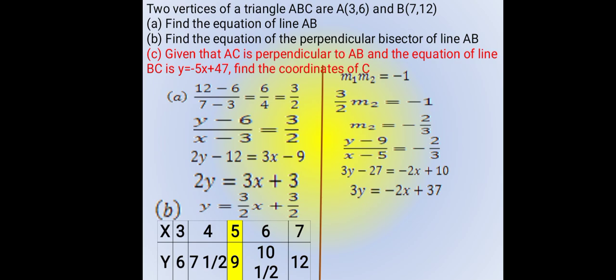The vertices of a triangle ABC are A (3, 6) and B (7, 12). Find the equation of line AB. Find the equation of the perpendicular bisector of AB. I think by now you are an expert. I worked for you parts A and B. You can clearly see it. I'm sure you are able to follow that. Now, can you try part C?